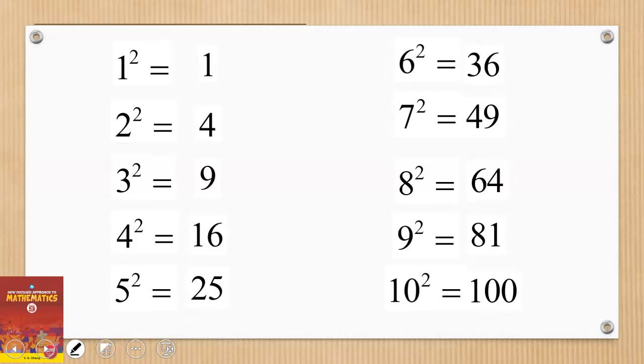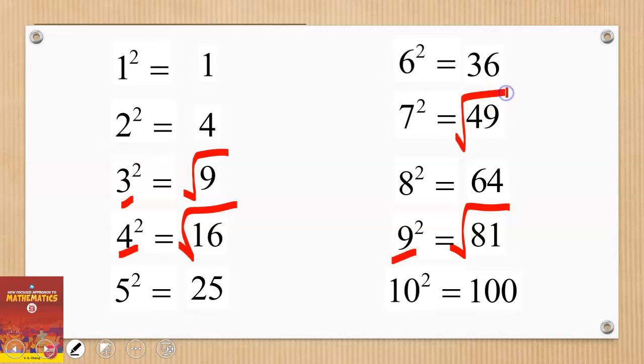So if I say what is root of 16, you know it's 4. What is root of 9? You know it's 3. What is root of 81? It's 9. What is square root of 49? It's 7, and so on and so forth. Okay, now 1 is a perfect square, but we don't use 1 in the calculations you are going to do right now. But 1 is a perfect square, okay, because root of 1 is 1.